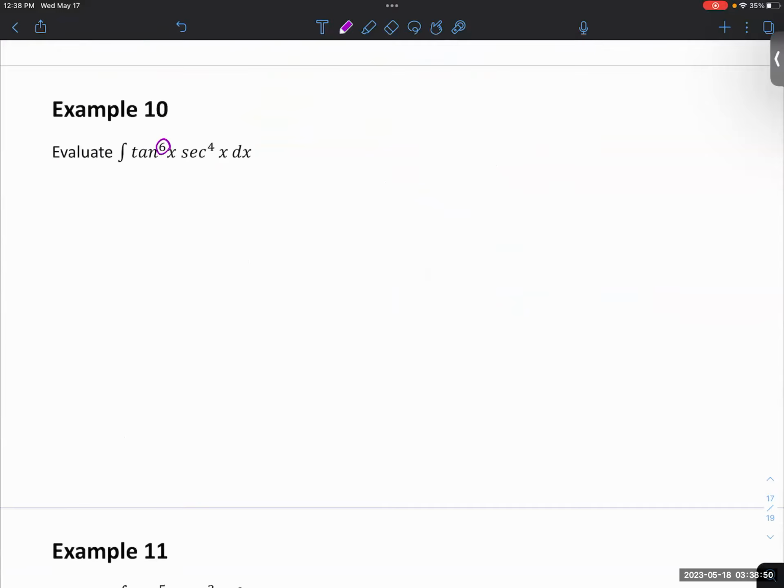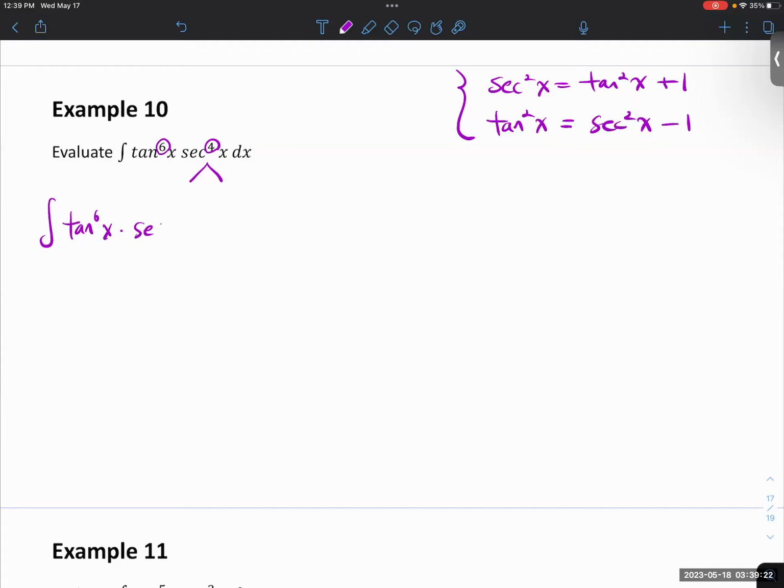I have 6 and 4, okay? So now I have, think about it, because second power is always better. So you have to think about using a Pythagorean identity, which is secant squared x equals tangent squared x plus 1, or tangent squared x equals secant squared x minus 1. These are Pythagorean identities. I'm going to break this into second powers. So what I'm saying is tangent 6x, leave it there, but secant 4x is the same as secant squared x times secant squared x. So we can do that.